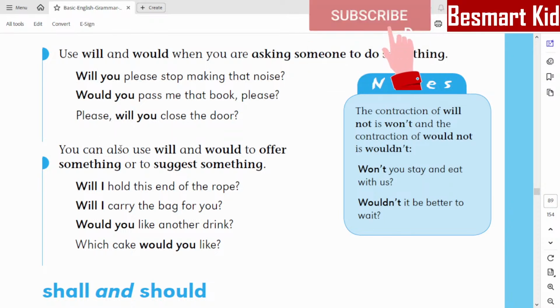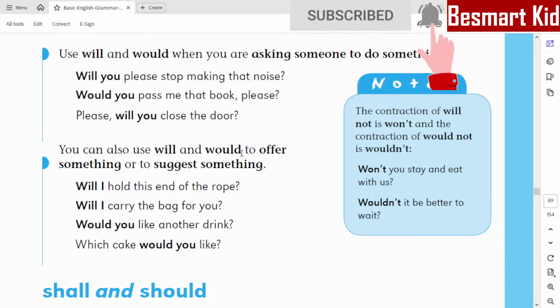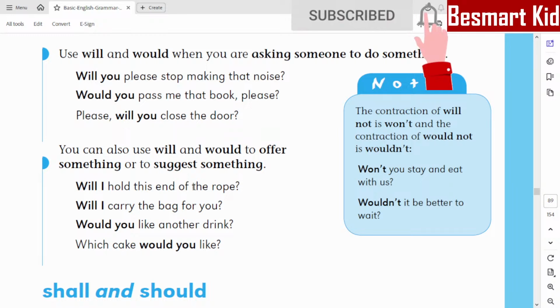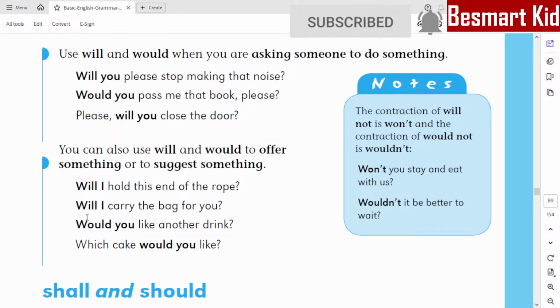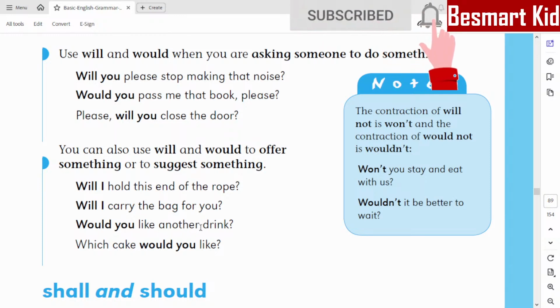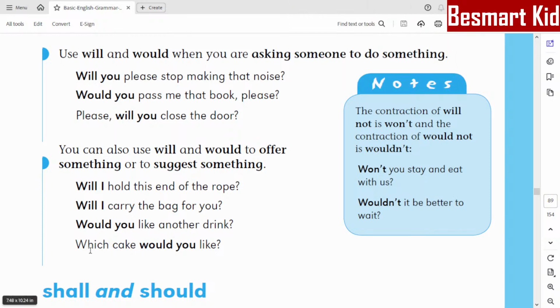You can also use will and would to offer something or to suggest something. Will I hold these ends of the rope? Will I carry the bag for you? Would you like another drink? Which cake would you like?